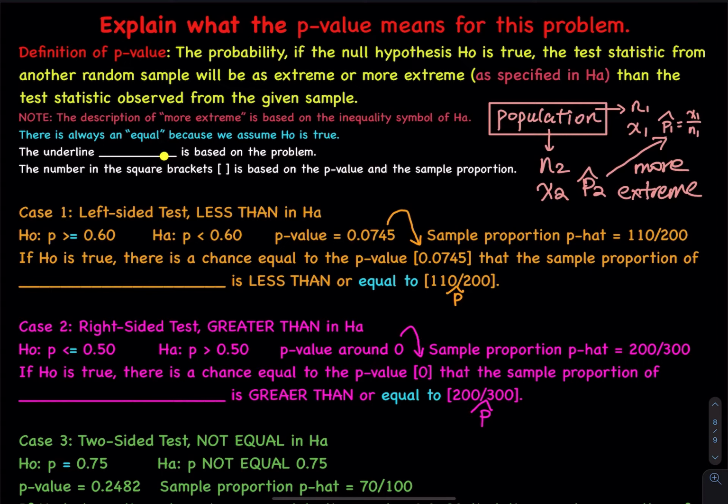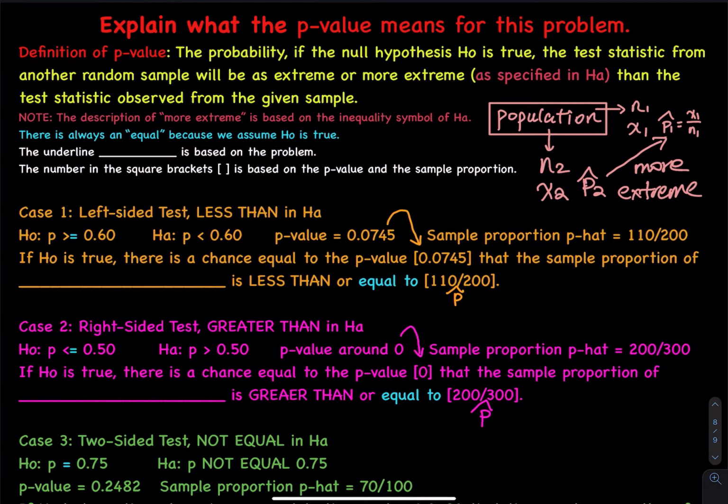So I'm trying to generalize the answer. So regarding what the problem is trying to tell you, you have to fill that into the underline, and then the square bracket is for you to fill in the p-value and the sample proportion of the problem you are solving. So you have a problem right in front of you, right? And then what that problem is about, you fill that into the underline, and then the p-value and the sample proportion of that problem, you fill that into the square bracket.